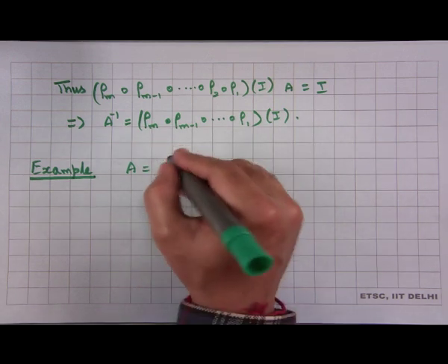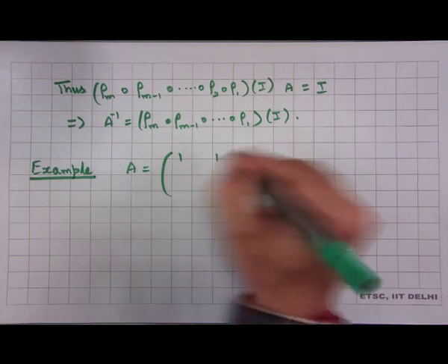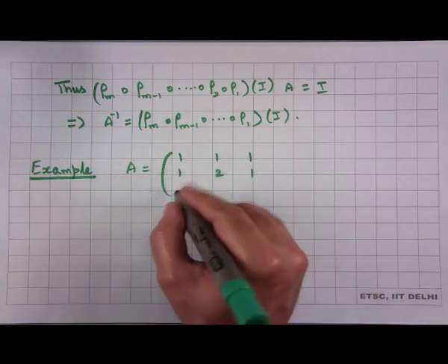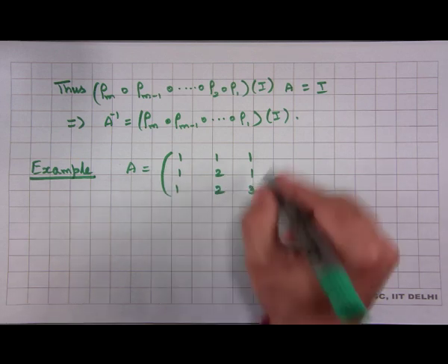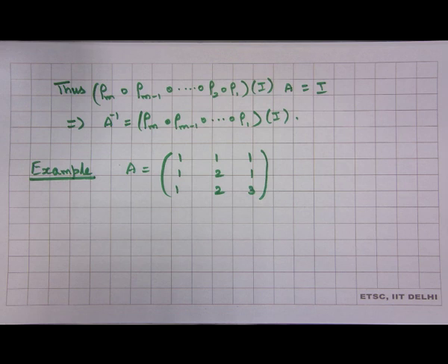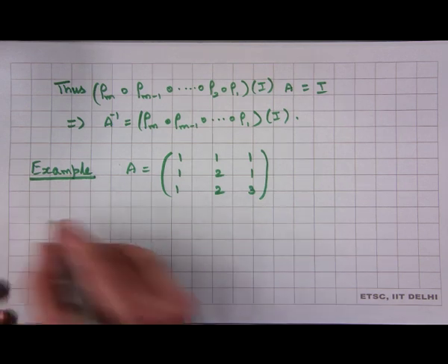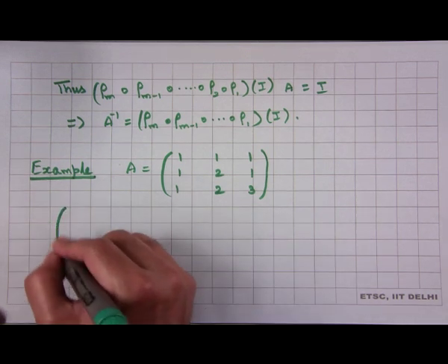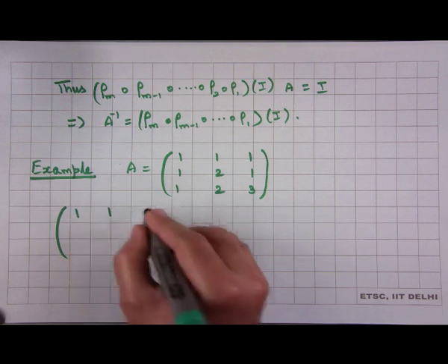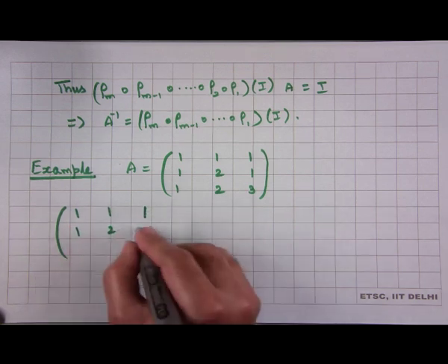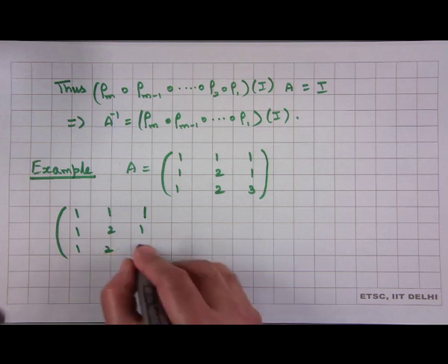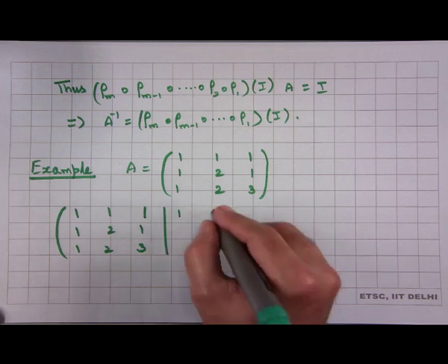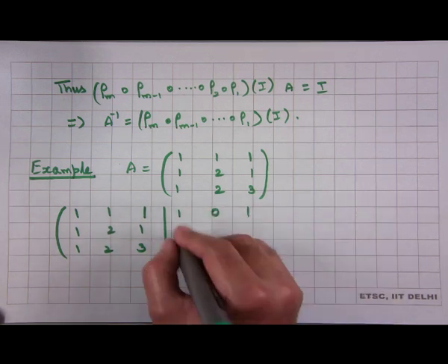A equal to [1 1 1; 1 2 1; 1 2 3]. This is the matrix that we have. So, let us try to find the inverse of this. What we will have to do is write down the matrix A, and along with this let us write down the identity matrix.